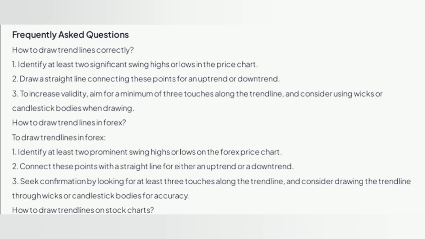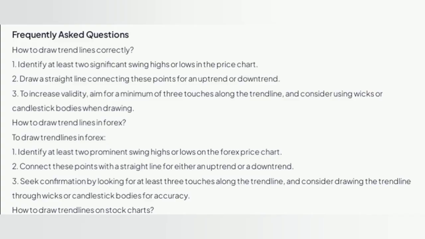1. Identify at least 2 prominent swing highs or lows on the Forex price chart. 2. Connect these points with a straight line for either an uptrend or a downtrend. 3. Seek confirmation by looking for at least 3 touches along the trend line, and consider drawing the trend line through wicks or candlestick bodies for accuracy.